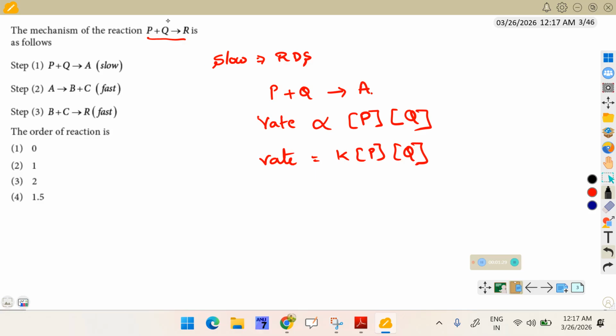In the original equation, P and Q are the reactants. In the slow step also, P and Q are the reactants. In such cases, the reactants remain the same, so fast steps are not required. Calculate the order of the reaction. According to the definition of order, the sum of powers of concentration of reactants, 1 plus 1, is equal to 2.